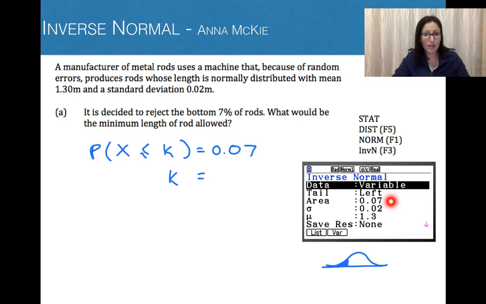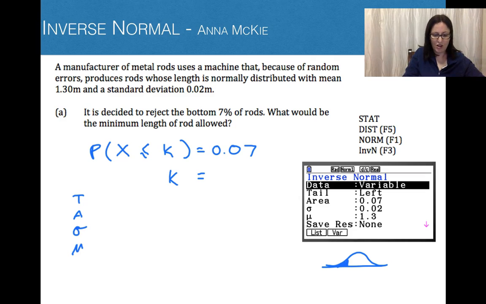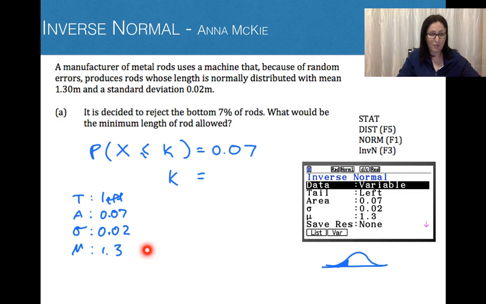You need to put in the area that you're after, and that's the percentage or the probability that you're looking for, and plug in the standard deviation and mean. What I would like you to do every time you do one of these questions is putting down on the side what you used. So your tail was left, your area is 0.07, your standard deviation is 0.02, and your mean is 1.3, because these can help score you some marks if ever something goes wrong. And the value that you'll get for K is 1.27 metres.